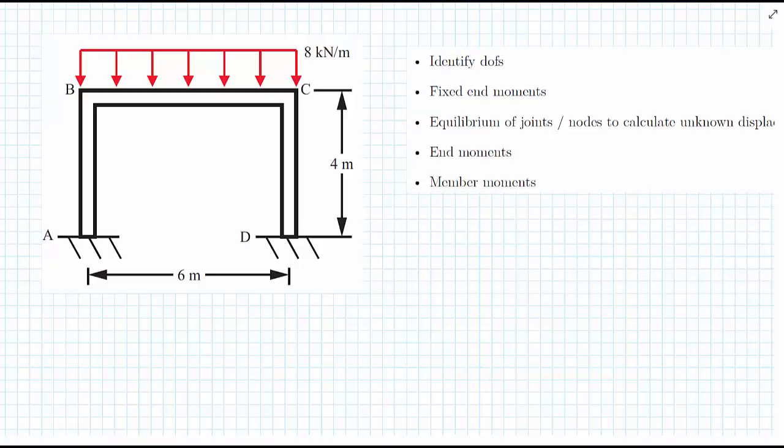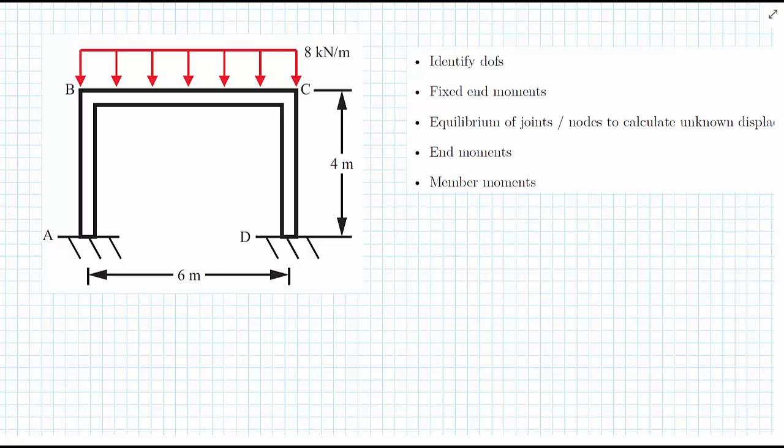In this video, we're going to go through a worked example of how to solve for the bending moment diagram for a frame structure using the slope deflection equations. We have a no sway frame A, B, C, D, so none of the delta terms in the slope deflection equations exist. We have a UDL on beam section BC of 8 kilonewtons per meter, and we have columns AB and CD of height 4 meters. The span of BC is 6 meters.